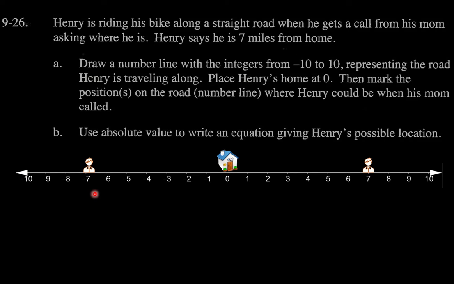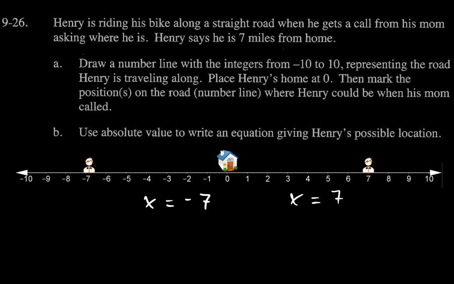And the next thing we're asked to do, it says use absolute value to write an equation given Henry's possible location. Well, let me see. I know that Henry could be at -7, right? I also know that Henry could be at +7. So those are the two places.